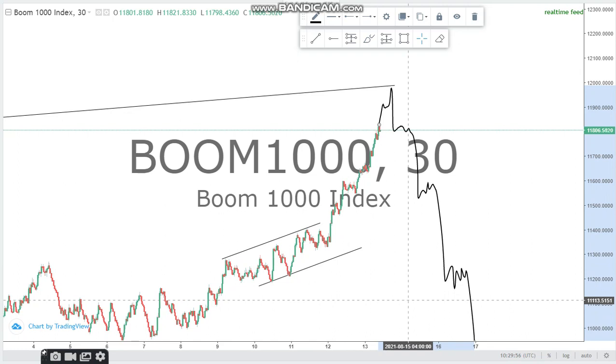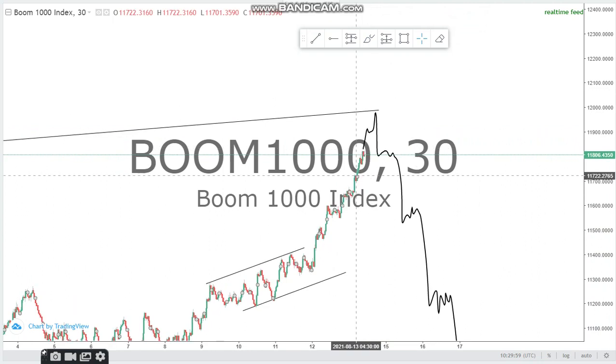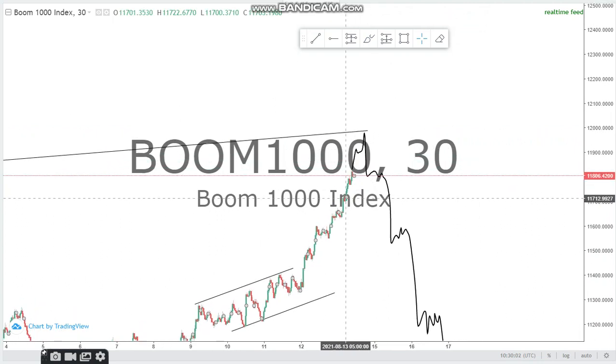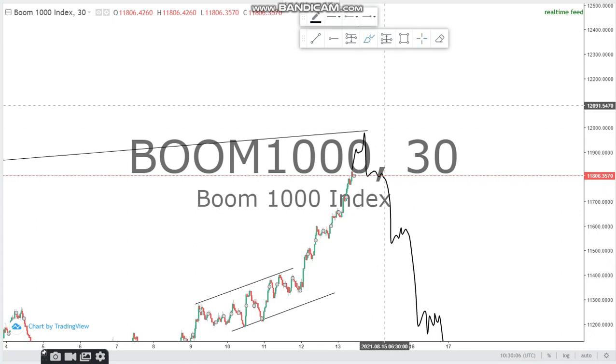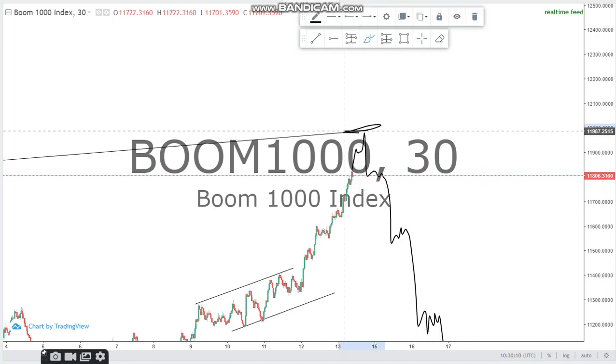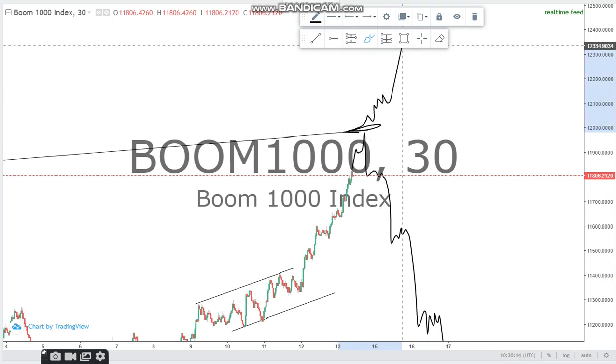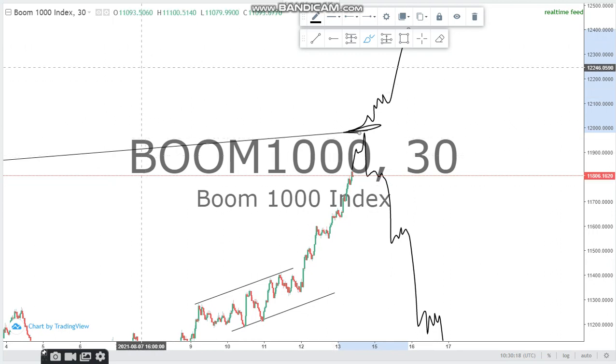Another thing you can do, because here we are focusing on the possibilities and the probabilities, is expect the market to break this area. If the market breaks this area, it means we are going to have our buys up until the other point that we haven't highlighted yet.